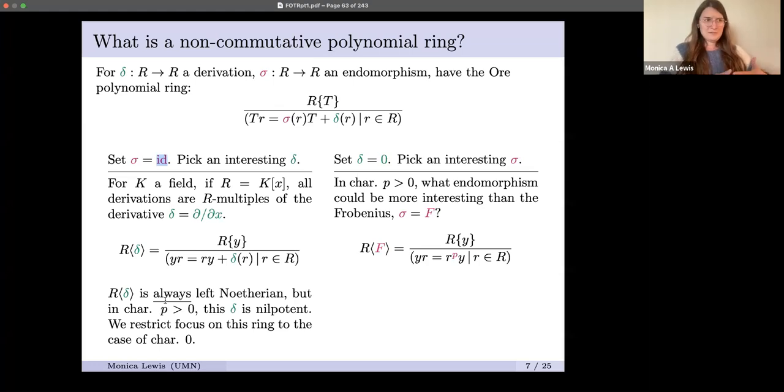To give an extra remark to experts, while you can always adjoin this extra derivation on, this doesn't actually give the object that deserves to be called the ring of differential operators if you're in characteristic P. This is only the ring of differential operators in characteristic 0.